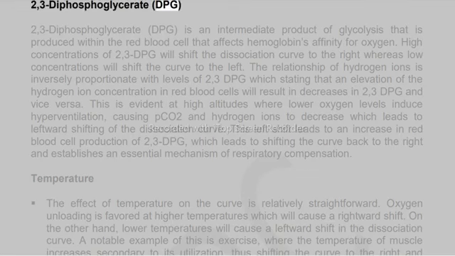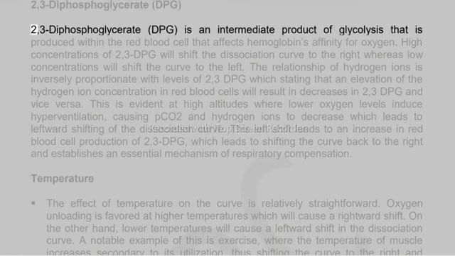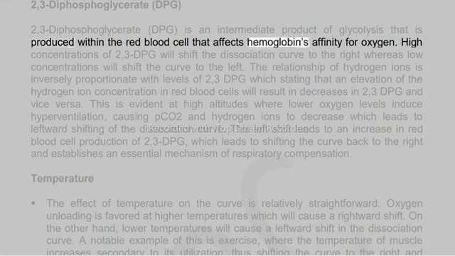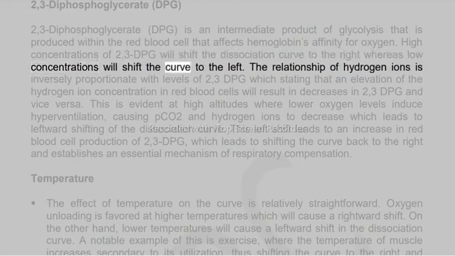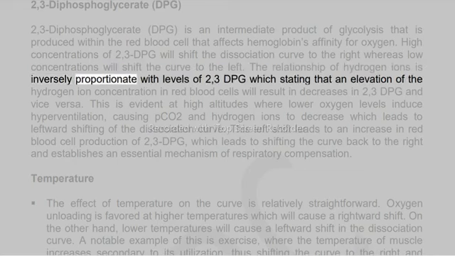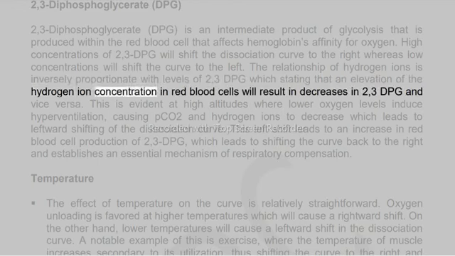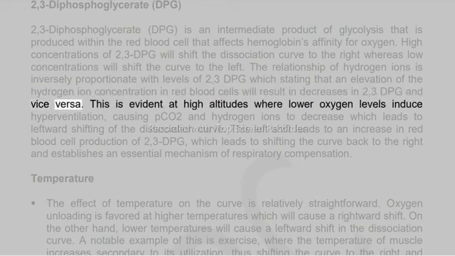2,3-diphosphoglycerate, DPG. 2,3-DPG is an intermediate product of glycolysis that is produced within the red blood cell and affects hemoglobin's affinity for oxygen. High concentrations of 2,3-DPG will shift the dissociation curve to the right, whereas low concentrations will shift the curve to the left. The relationship of hydrogen ions is inversely proportionate with levels of 2,3-DPG, stating that an elevation of the hydrogen ion concentration in red blood cells will result in decreases in 2,3-DPG and vice versa.